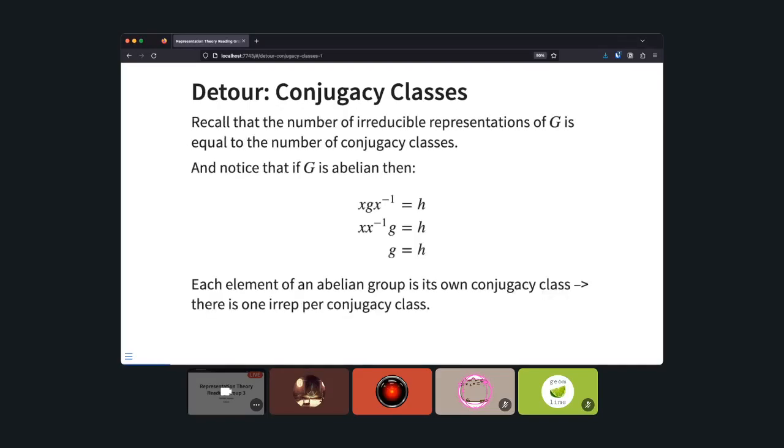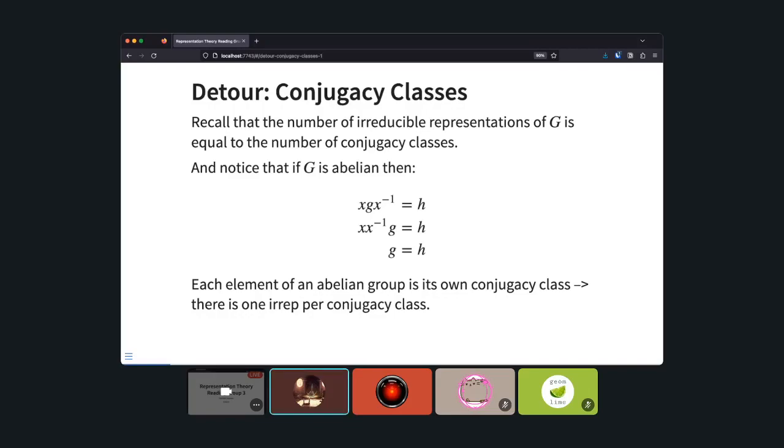But for abelian groups, everything already commutes. So there's never this xgx inverse that takes you to a different group element; it always keeps you exactly where you are. Every element of an abelian group is its own conjugacy class, all on its own lonesome, and that also means there is one irreducible representation per element of the group. Before, S5, the symmetric group on 5 elements, has 120 elements and 7 conjugacy classes. So that is very, very different.